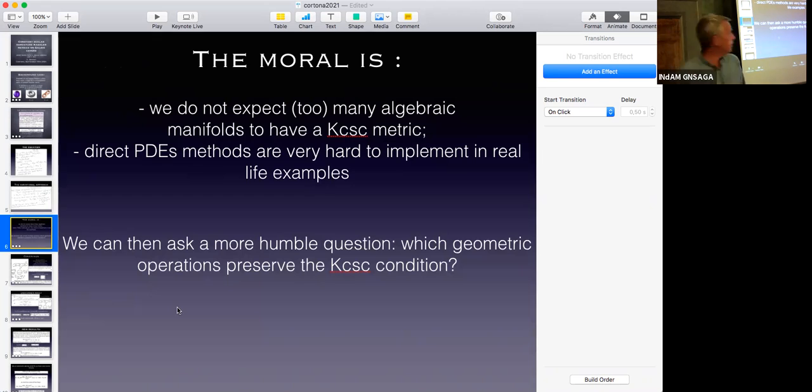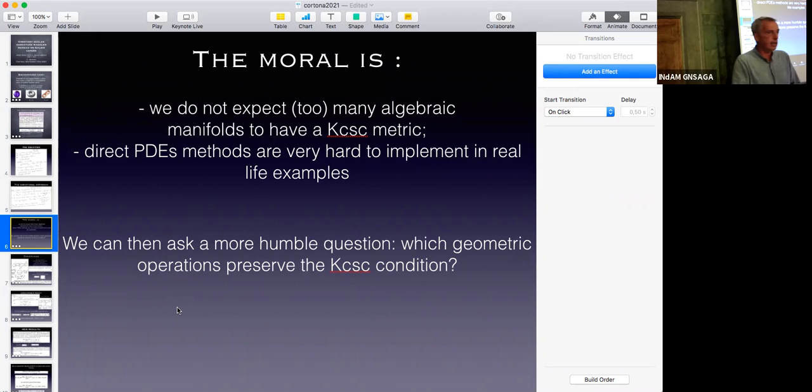So this was the end of the introduction. We don't expect too many algebraic manifolds to have such metrics. We don't believe the direct PDE approach should be the right one. We hope that the variational approach can do something. Still, it's hard to imagine that the direct variational approach gives something if you know nothing about the manifold and the Kähler class. So the idea now is to start with an object where you know the answer and perform some operation, and then there is the freedom to choose.